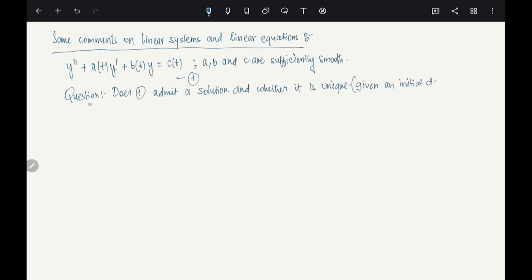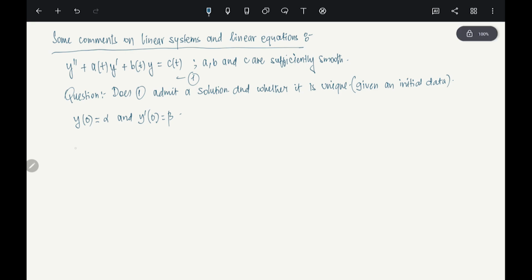So what that initial data may be, let us just write it down. Let's just call y at the point 0 is alpha and y prime at the point 0 is beta. Now, to know whether this problem has a solution or not, or whether it is unique given the initial data, we can of course change it to a system of equations. So let's do that.